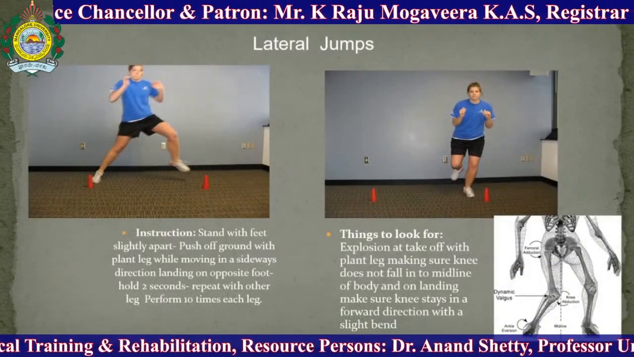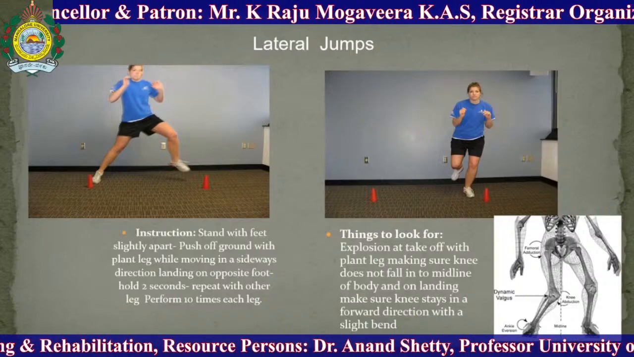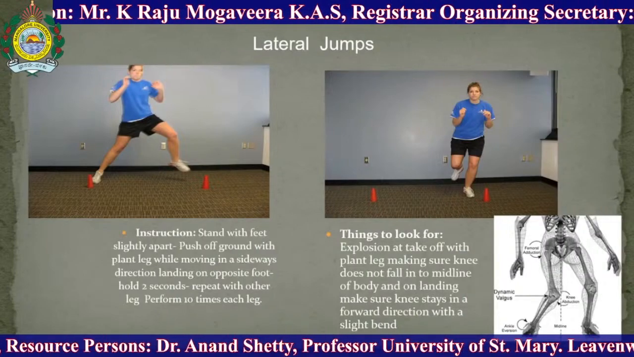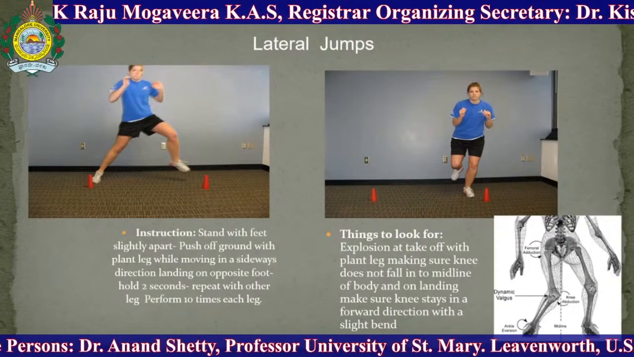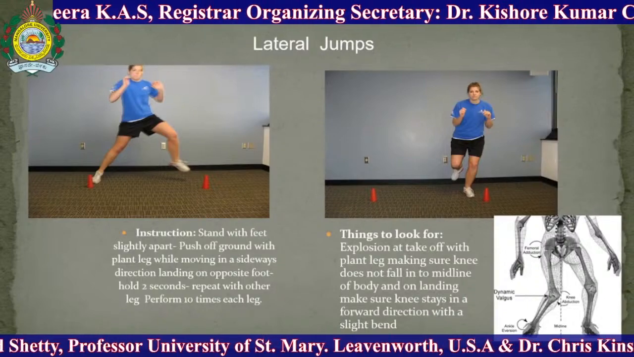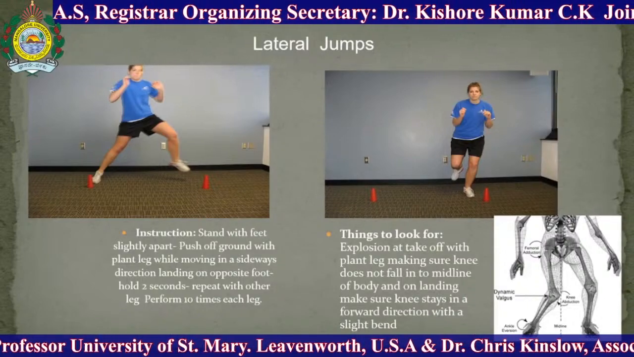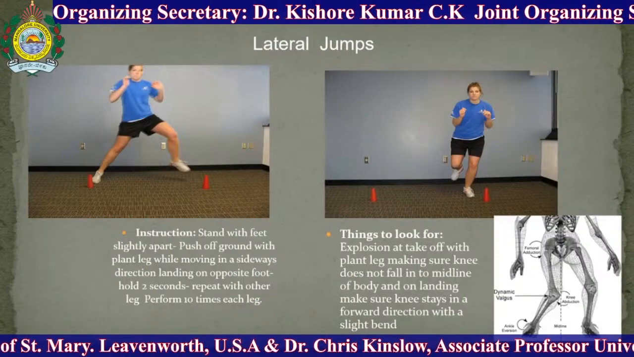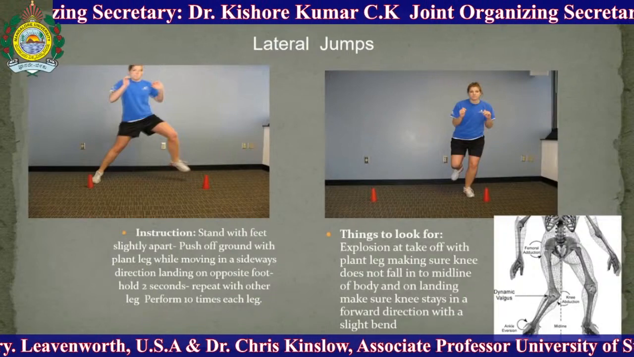Lateral jumping goes out of the sagittal or front to back plane and works more in a side to side plane. And again, the same thing, we want to keep the knee out of that knock-knee position, so as they jump side to side, they land softly, they bend at the hip, the knee, the ankle, and they don't let the knee cave inward.